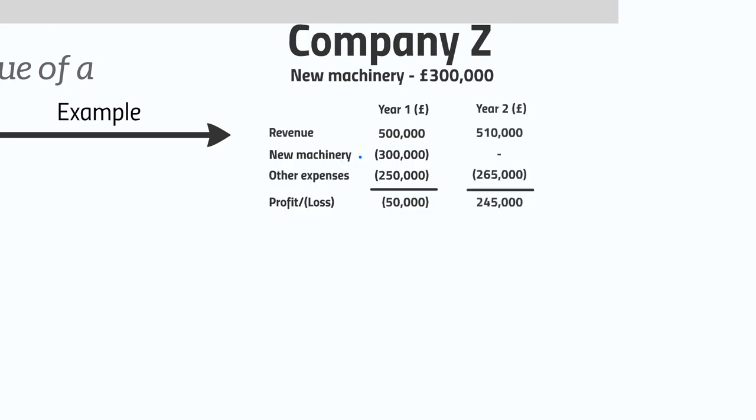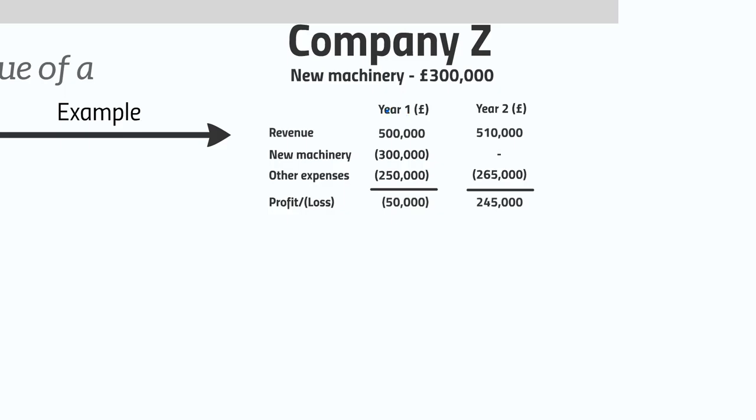Then in year two, the company's revenue has gone up a little bit. They're slowly increasing their turnover, which is good. Didn't buy any new machinery this year, so they're not going to include any cost for that. And their other expenses also went up at a kind of incremental rate. So overall, the company made a profit of £245,000.